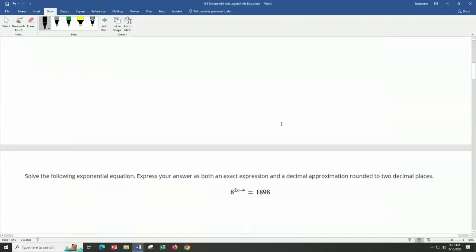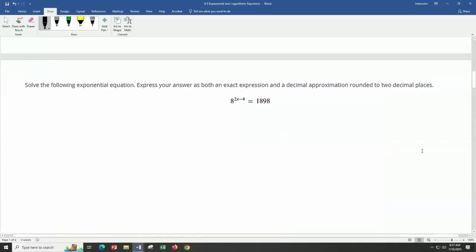Okay, so let's look at the first one here. We have 8 to the power of 2x minus 4 is equal to 1898. First off, realize what we have here is an exponential. I want you to realize something. Now this, like I said, is the hard part. Because this is so brand new to you, realize that you're still solving for x. To solve for x, you still got to get x by itself, which means we're not only going to have to use the properties of algebra that we know, but we're also going to have to use the properties of logarithms. Watch what I'm going to do.